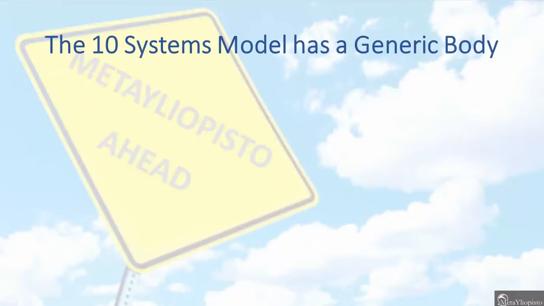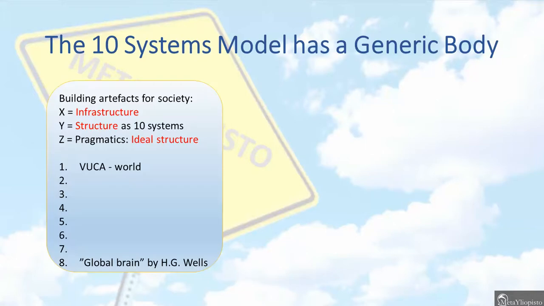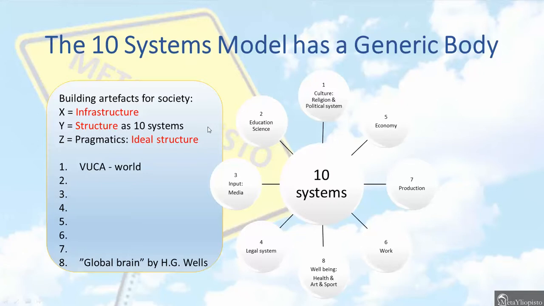I introduce here a generic body for 10 systems using infrastructure, which is a starting point, and structure, which is a body of any of the 10 systems, and then output is ideal structure. How do they behave? As input we have the VUCA world, which is a complex world, and output a global brain, which is a process to understand and solve those problems in those sectors. There, in each sector, have been selected the most relevant parts of the 10 systems in each sector.